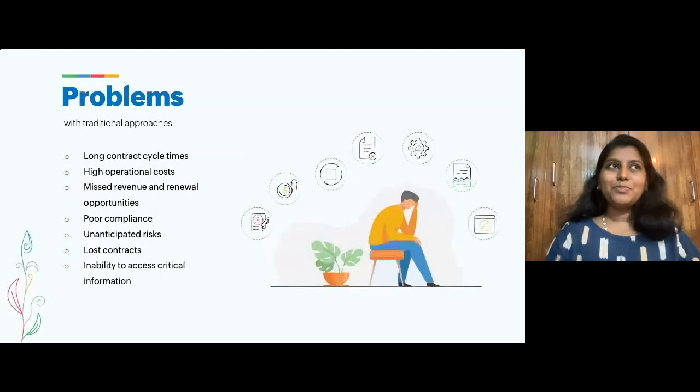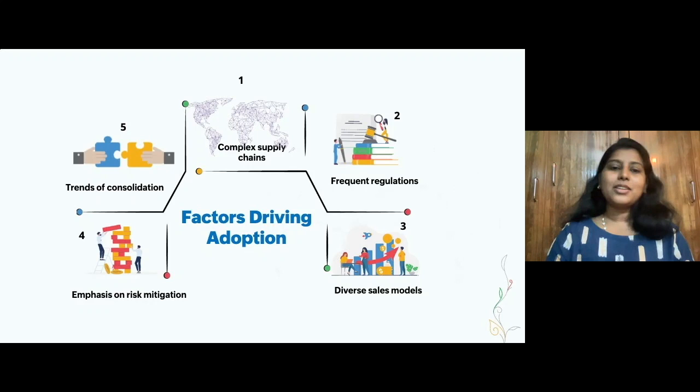The next reason is the problems associated with traditional approaches, be it long contract cycle times, high operational cost, and the challenges involved in manual or paper-based contract management processes. So first is toggling between multiple applications, then the problems with traditional approaches, and the third are the recent factors that are driving adoption of contract management software. Recently, there are many factors driving businesses to adopt a CLM solution into their tech stack.